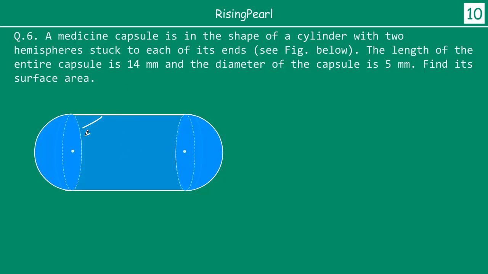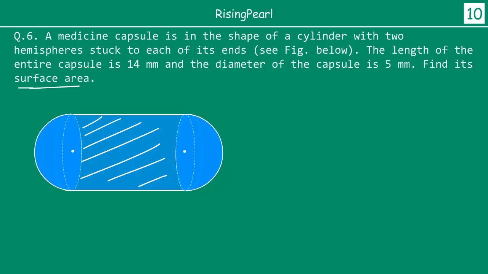Let me see if I can highlight it clearly. This is the cylindrical part. And then we have two hemispheres. So this is a hemisphere, this is a hemisphere, at the two ends of the cylinder. The length of the entire capsule is 14 millimeters and the diameter of the capsule is 5 millimeters. Find the surface area.